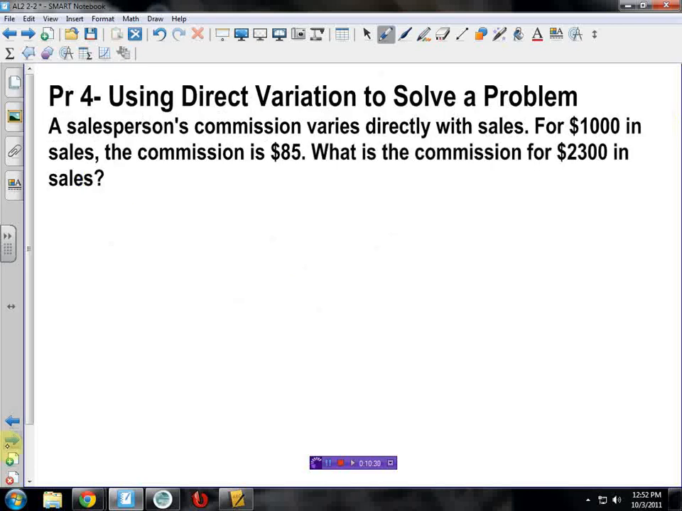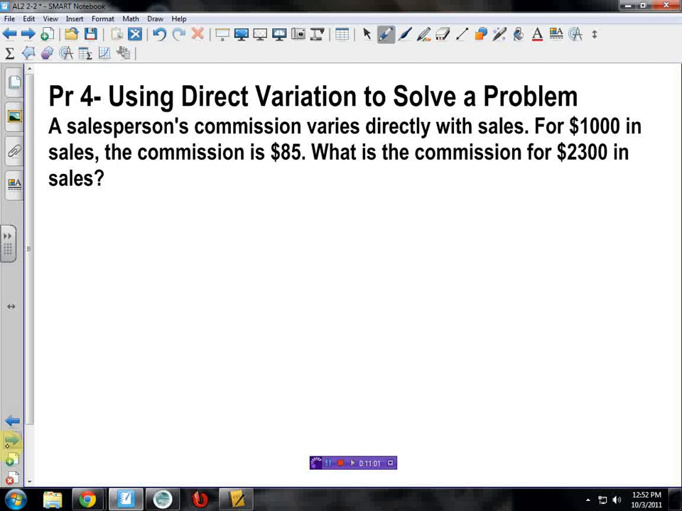All right, so here we have a direct variation problem, and it's talking about commission. Okay, do you guys know what commission is? It's like when you're working at a job and somebody gives you a little bit of money to work, but then they give you more money if you sell stuff or make them money, right? Which is a pretty good tool, right? I mean, would you work harder if the more stuff you sold, the more money you got? Probably, right? All right.